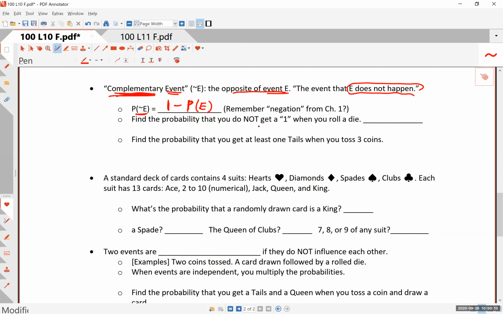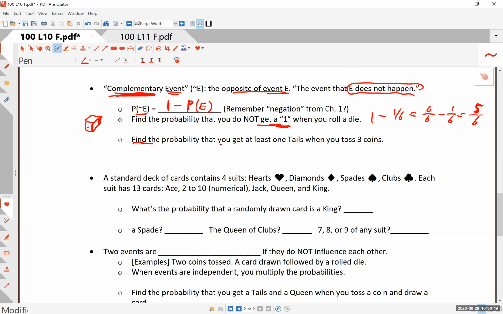Find the probability that you do not get a 1 when you roll a die. Now, when you roll a die, die is the singular of dice, of course, you have a 1/6 probability that you get a 1. So the probability you don't get a 1 is 1 minus 1/6, which is 6/6 minus 1/6. You have to have the common denominator. This is 5/6. All right, and again, this is pretty simple, right?